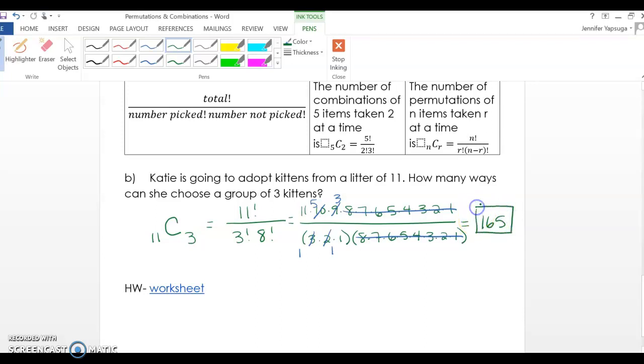That is your combination. All right, so for homework tonight is a handout, and there's a link below. It's going to ask you to determine whether it's a combination or a permutation, and then you're going to use the formula that was used in the video to find out either the permutation or combination.